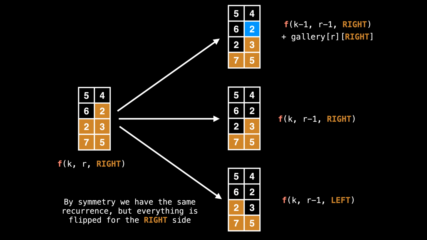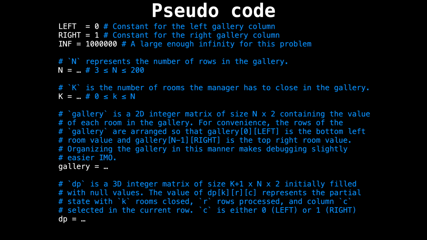I also want to take a moment to look at the case where we have a right column state and how to handle that case. Well, as you can see, by symmetry, we have the same recurrence, but everything is flipped for the right side, and it's as easy as that. Alright, let's take a look at some pseudocode. I'm sure some of you are eager to know how this is coded.